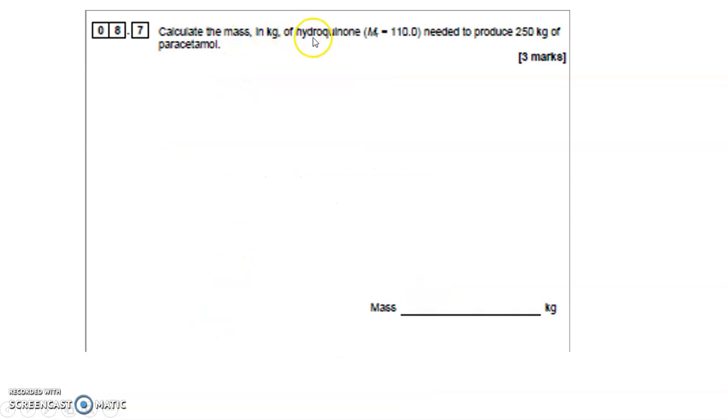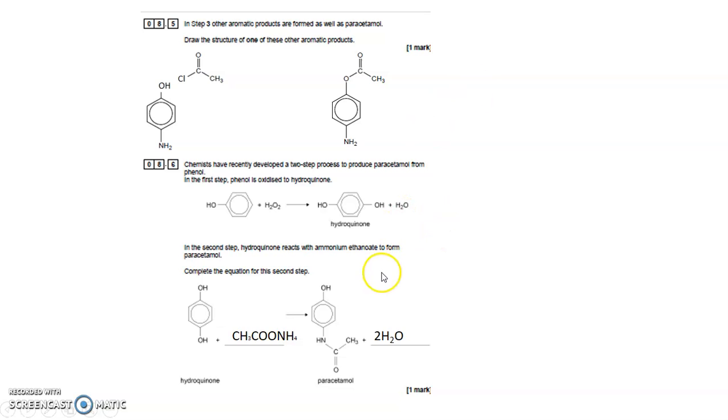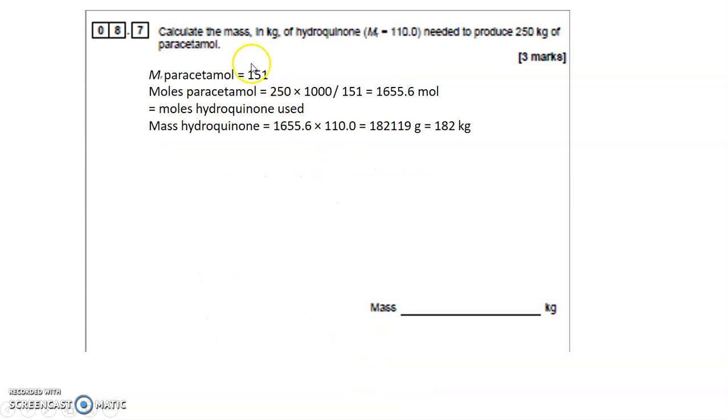8.7. Calculate the mass in kilograms of hydroquinone, MR 110, needed to produce 250 kilograms of paracetamol. Well, first of all, I need to find out what paracetamol is and hydroquinone and work out the MR of paracetamol. So I've got paracetamol here, and I can add up the MR of that with 6 carbons in the ring, that's 72, 4 hydrogens on the ring that are unseen, an oxygen which is a 16, a hydrogen on the OH, an N is a 14, and the rest, and it will come out at 151.